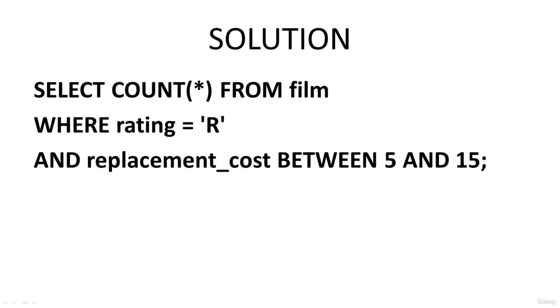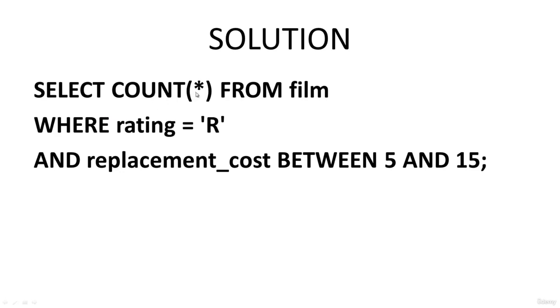Okay, here comes the solution. So the solution was to select count asterisk, so just select the count of all the rows from film, where the rating is equal to the string R, so single quote R single quote, and the replacement_cost column is between 5 and 15. Notice I don't have to put quotes around 5 and 15 because they're both just numeric data types. Okay, so let's go ahead and break this down just a little further.